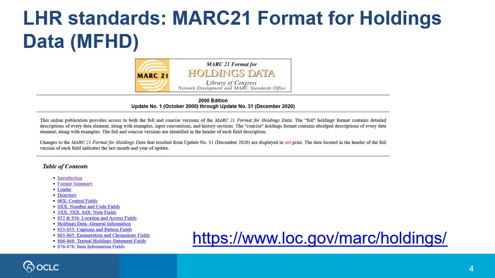MARC 21 format for holdings data is called a communication standard, and it's maintained by the Library of Congress Network Development and MARC Standards Office. MARC 21 format is also officially referred to as the record structure, as it defines the structure of holdings records so that the data can be communicated between different computer systems. So while Z39.71 determines the content or what goes into the LHR, MARC format for holdings determines the record structure or where the content goes. Both standards are essential for creating and maintaining local holdings records.